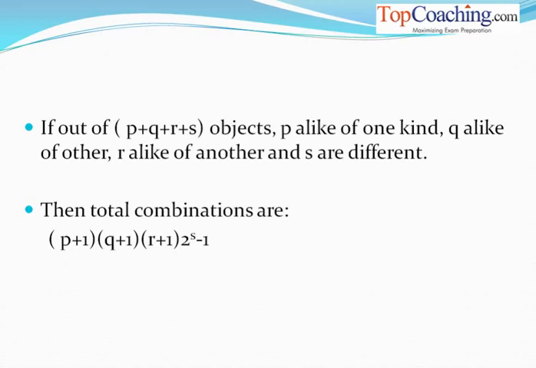So the total combinations would be (P plus 1) into (Q plus 1) into (R plus 1) into 2 to the power S. But here we want to select at least one object. So we subtract one case where none of the objects has been selected. So that's why the total combinations here become (P plus 1) into (Q plus 1) into (R plus 1) into (2 to the power S minus 1), where the case that zero objects are selected is not included. If we want to include that case also, then we don't subtract 1 from (P plus 1) into (Q plus 1) into (R plus 1) into 2 to the power S.